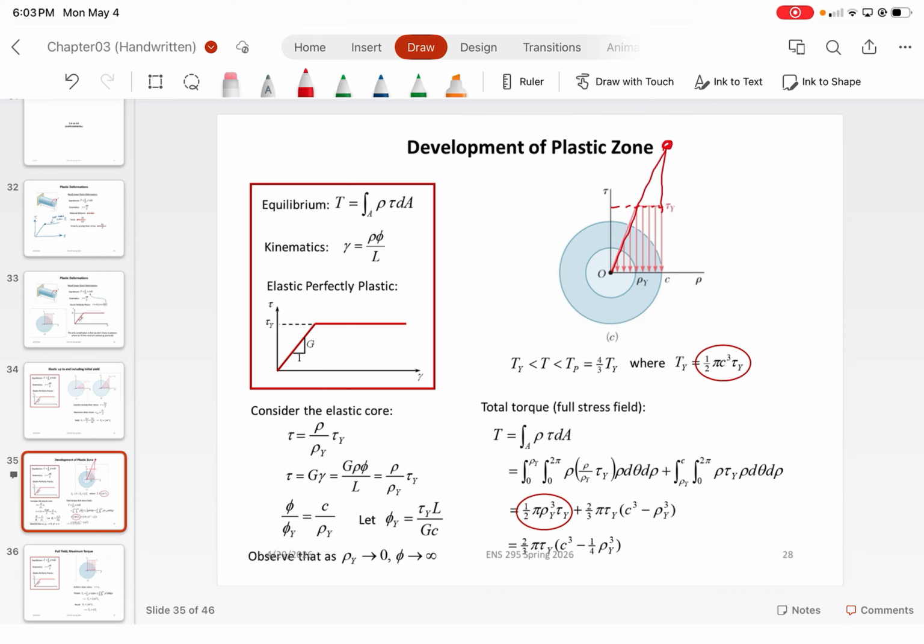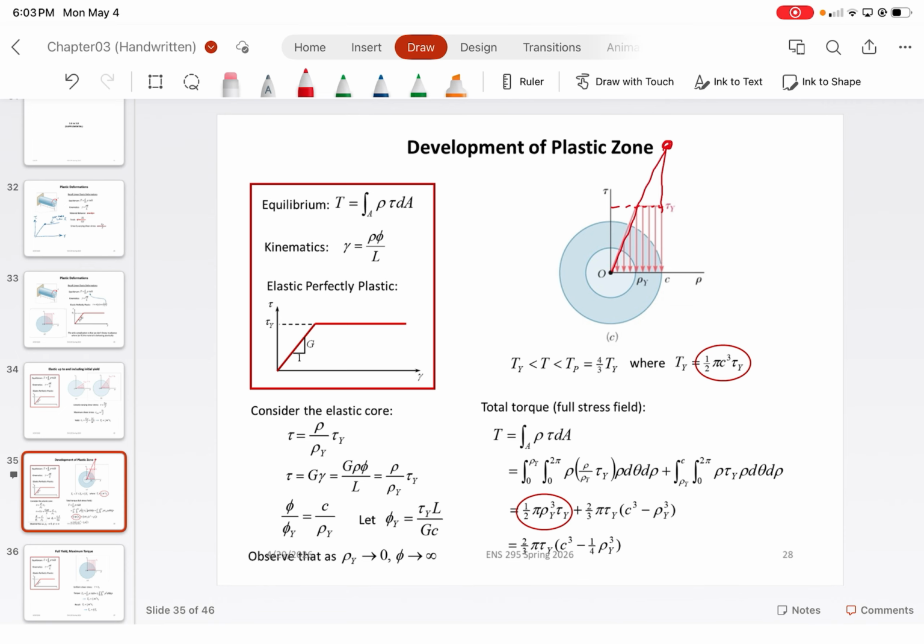Instead, we need to consider the elastic core. What we would observe is that as the radius approaches 0, the angle of twist approaches infinity, which again makes sense because when we're dealing with yielding, our stress-strain curve is ultimately assuming that at that point, the deformations will just blow up as we apply more and more load.